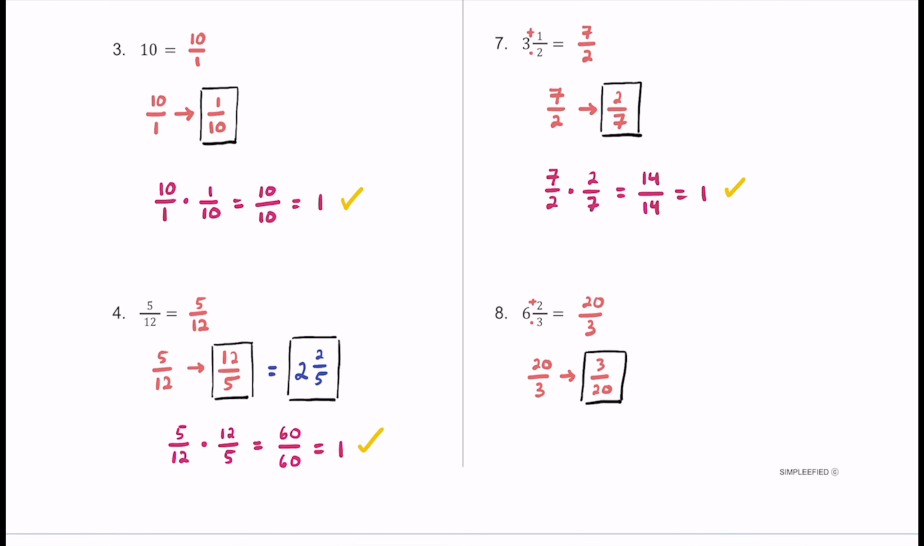Now to show that the product, the original number is 20 thirds, and the reciprocal, which is 3 over 20, is equal to 1. Well, on top, 3 times 20, or 20 times 3, is 60, and on the bottom, 3 times 20 is also 60.